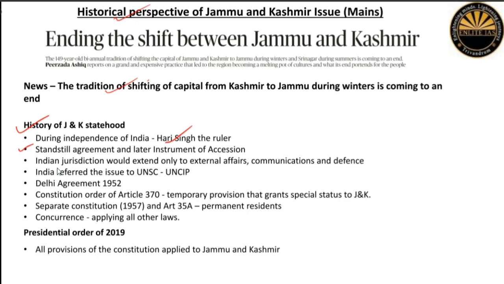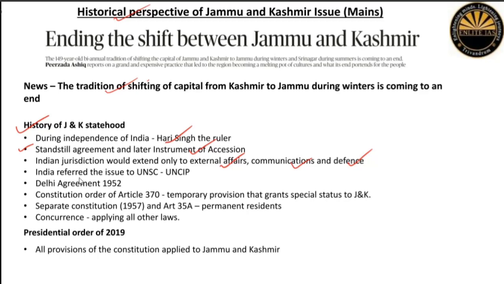And while Pakistan had signed standstill agreement, it attacked Kashmir from the northern frontiers. This led to the panic of the ruler Hari Singh and forced him to sign instrument of accession with India, which gave India jurisdiction over external affairs, communications and defense. And it is important to note here that instrument of accession gave jurisdiction of only external affairs, communications and defense to India.